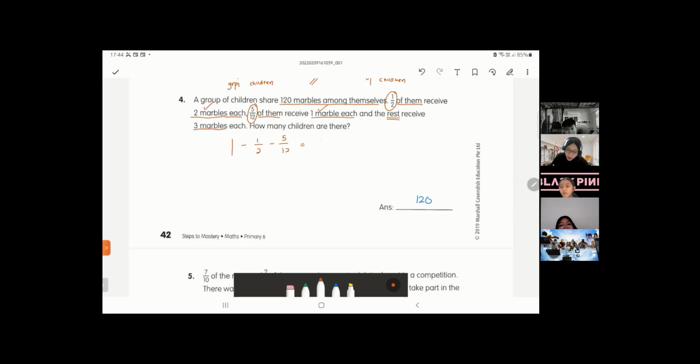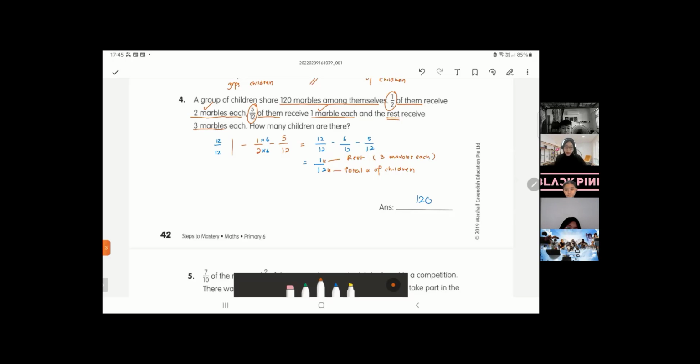So when you minus, you are going to change the denominator to be the same, because you can't use your calculator. So you have to do it manually. Times 6, times 6. This is 12/12. So 12/12 minus 6/12 minus 5/12 equals to 1/12. So what does this fraction mean? This is my total units of children. So we know that this is the rest of them who receive 3 marbles each.